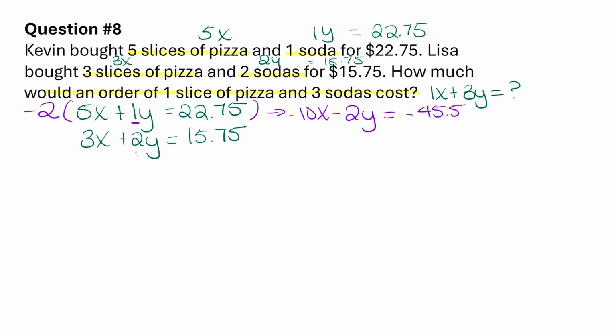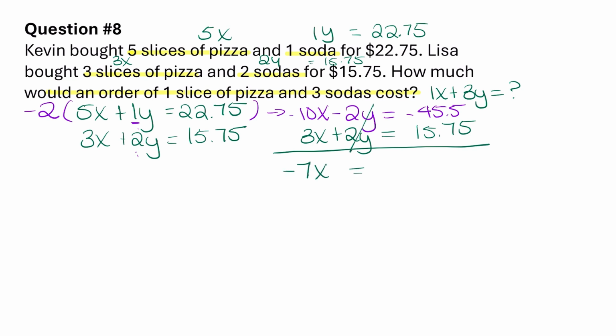And I'm going to combine that with that original equation, so that 3x plus 2y equals 1575. I don't need to change that equation, so let's go ahead and add them together. So negative 10x plus 3x is going to be negative 7x. Negative 2y plus 2y, that's just going to cancel out. And then we have negative 45.5 plus 1575, so that's negative 29.75. Okay, so now in order to solve for x, I just need to divide both sides by negative 7. When I divide both sides by negative 7, it gives me x equals 425.